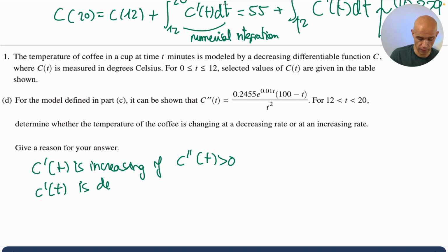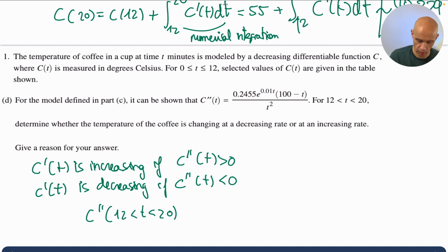So you have a function that is less and less if its derivative, but the derivative of the derivative, the second derivative, is negative. So indeed, let's evaluate this for a time that is between 12 and 20. So what you can do is, okay, this number is positive, right? So, well, let's just say that this is positive.